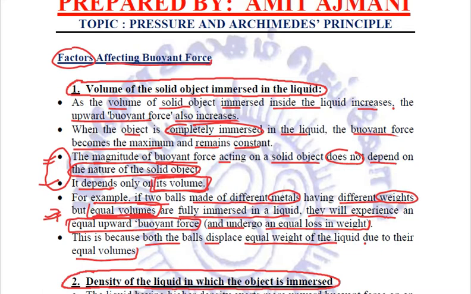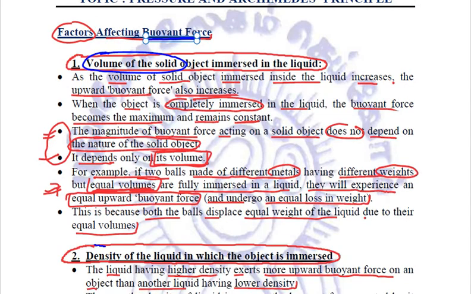There are two factors which affect the buoyant force, ultra important. First is the volume of the solid and second is the density of the liquid. Buoyant force is directly proportional to both these factors. If the volume of the solid increases, the buoyant force will also increase. If the density of the liquid increases, the buoyant force again is going to increase. So these two things you need to relate.